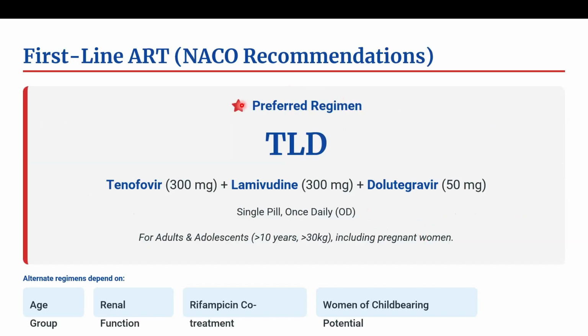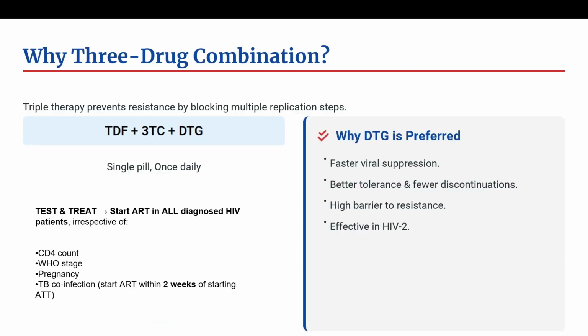So the first line is the NACO recommended TLD regimen: tenofovir 300 mg, lamivudine 300 mg, dolutegravir 50 mg. It is available as a single pill, taken once daily. It's a fixed drug combination. For adults and adolescents more than 10 years and more than 30 kgs, it is approved, including pregnant women. So don't stop during pregnancy. Alternate regimens depend on the age group, renal function, rifampicin co-treatment, and women of childbearing potential.